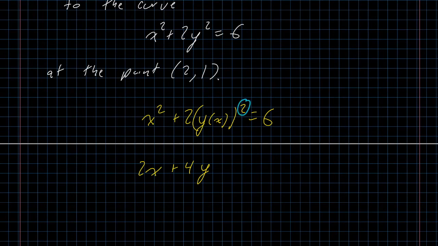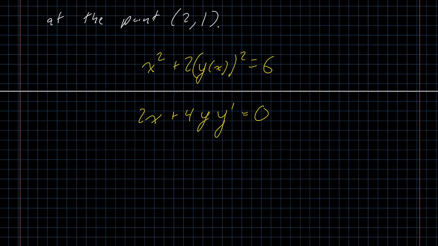This is a function of a function. We're taking the function y of x and squaring it. So we have to use the chain rule here, and we'll get 4 times y prime. And then on the right-hand side, the derivative of 6 is 0. So doing some rearranging on this equation, we get that y prime is negative 2x over 4y.